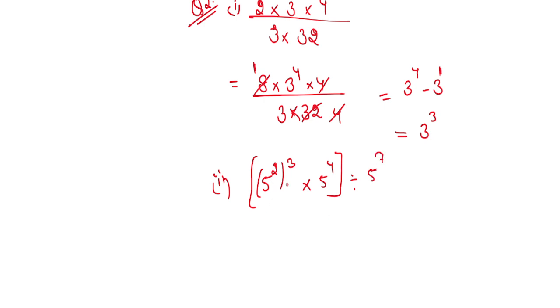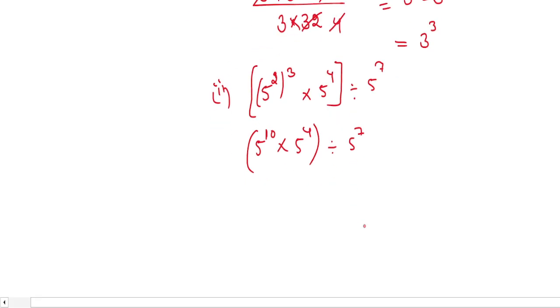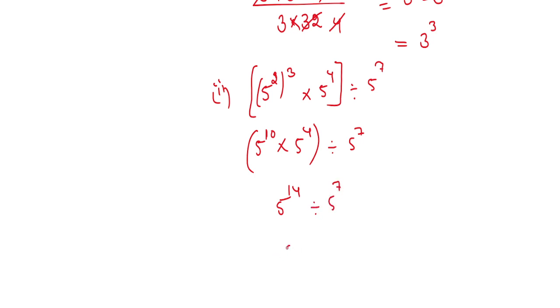Now power on power, so it becomes multiplication: 5 raised to the power 10 and 5 raised to the power 4, divided by 5 raised to the power 7. First you have to add the powers, after that you have to subtract. So it became 14, divided by 5 raised to the power 7. Now 5 raised to the power 7. You can do all the questions like this.